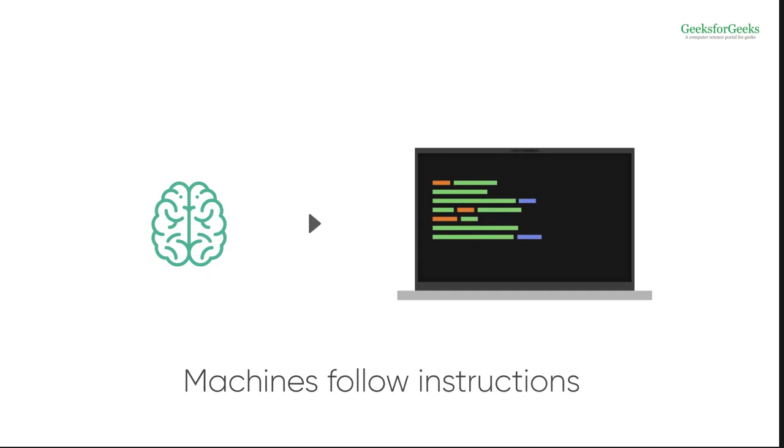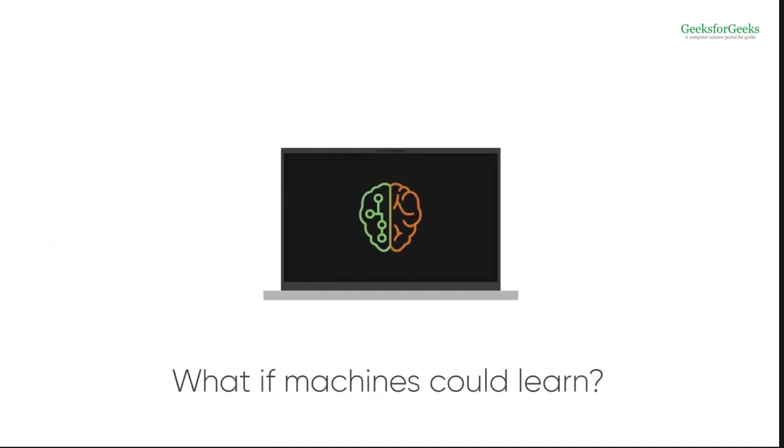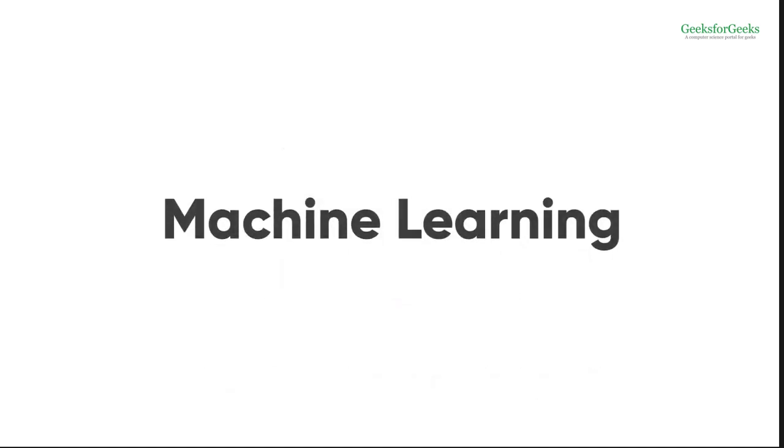Humans learn from their experiences, and machines follow the instructions given to them by humans. But what if machines learn on their own based on the information fed to them and respond on their own? This is nothing but machine learning.